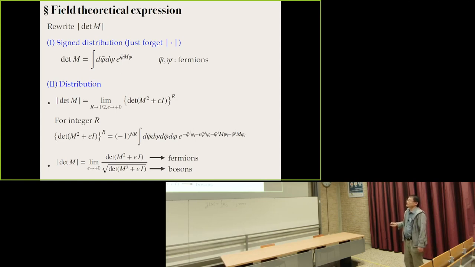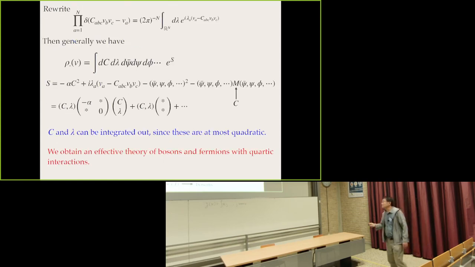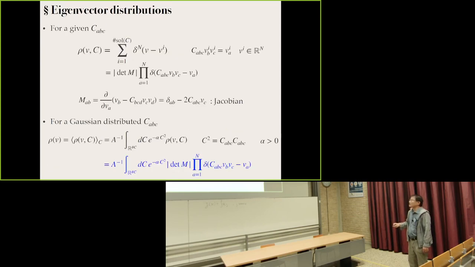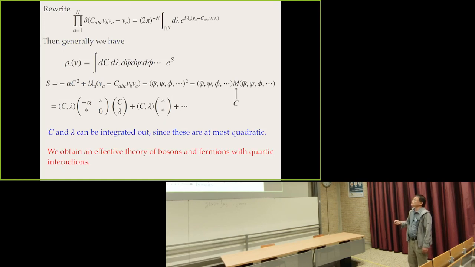But there is a more direct way, and you can just rewrite this determinant factor by using fermions and bosons like that. Now another factor in this integration is the delta function part. But this is very trivial because we know that this is just given by this integration expression. So what we generally have to do is this integration.